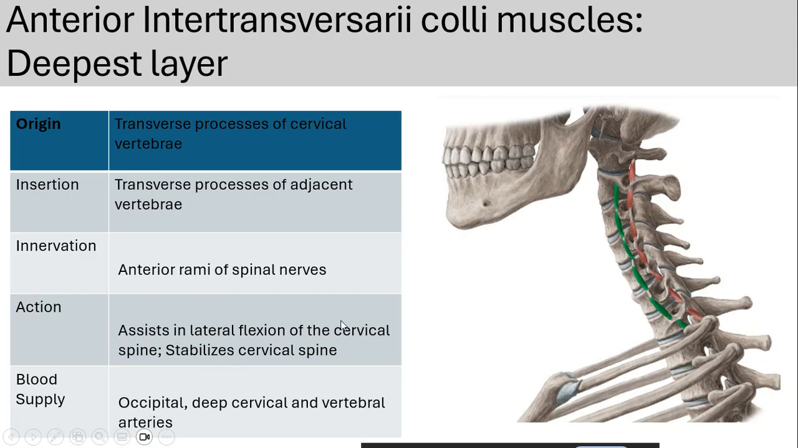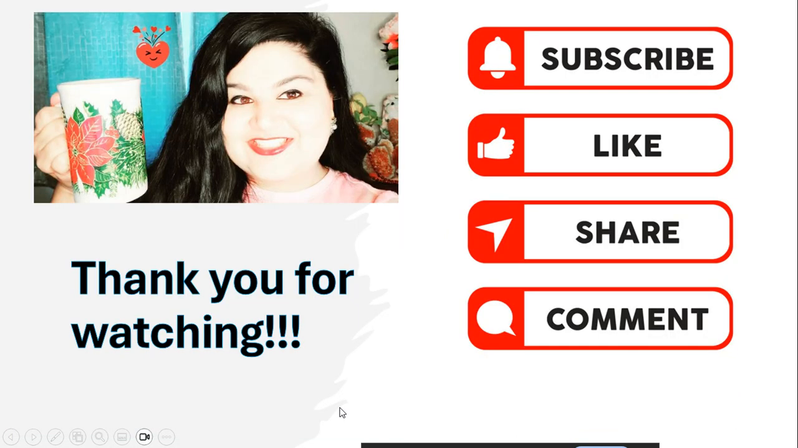Action is to assist in lateral flexion of the cervical spine and stabilize the cervical spine. Not only helping lateral flexion, so side to side flexion, but also stabilizing the cervical spine. Blood supply: occipital, deep cervical and vertebral arteries. Those are the blood supplies: occipital, deep cervical and vertebral arteries.